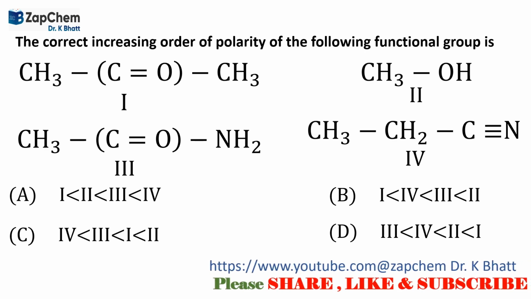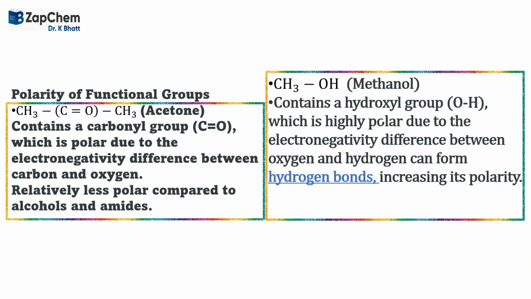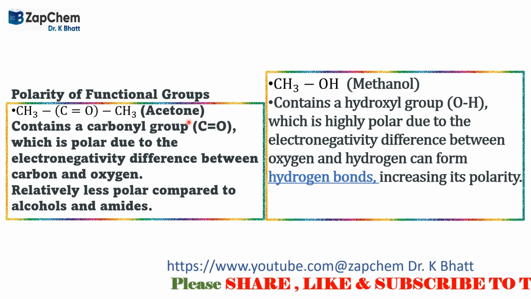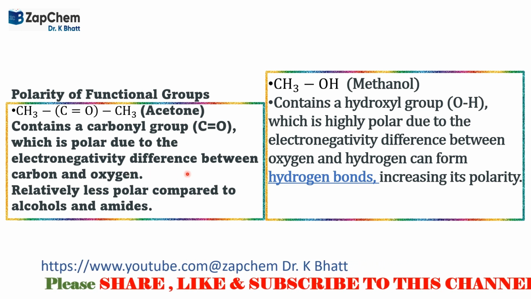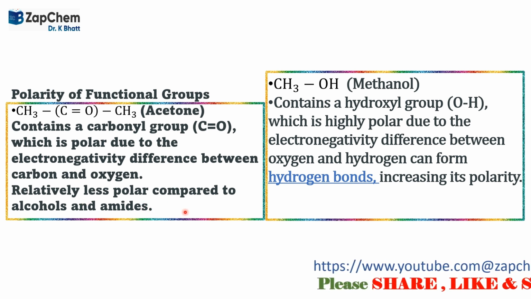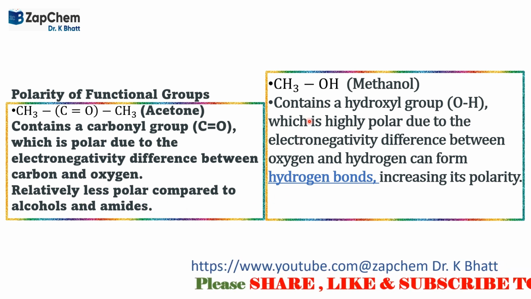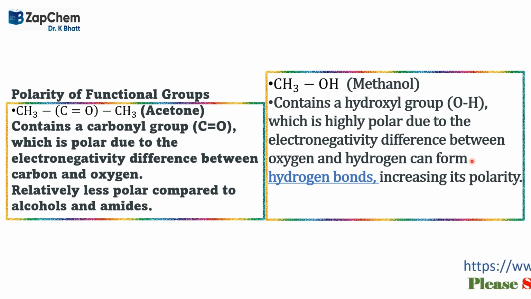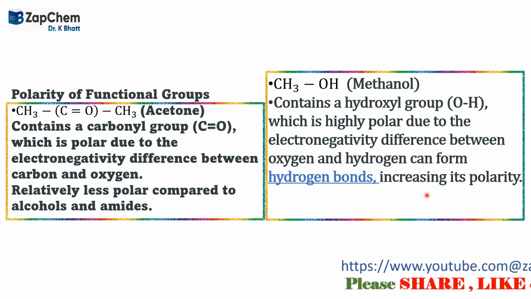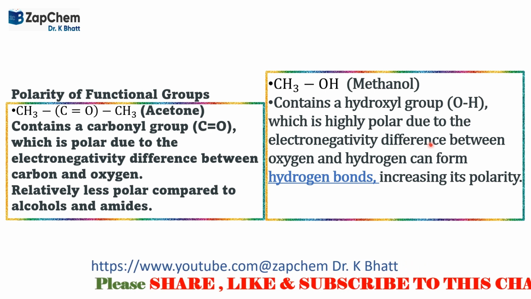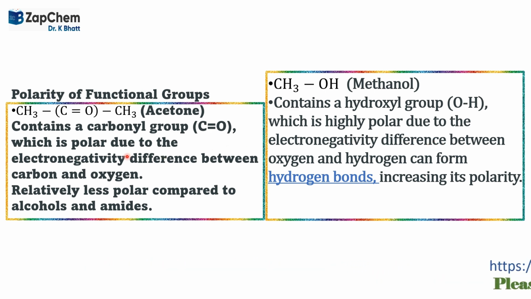So let us have a view of how the electronegativity difference differs. For the carbonyl group present in acetone, there is an electronegativity difference between carbon and oxygen, but it is relatively less polar as compared to alcohol and amides. As I've already mentioned, in methanol, with the electronegativity difference between oxygen and hydrogen, it can form hydrogen bonds also, and there is a greater electronegativity difference as compared to the carbonyl group.